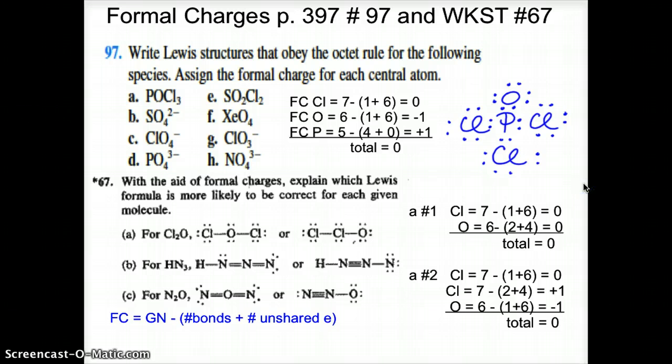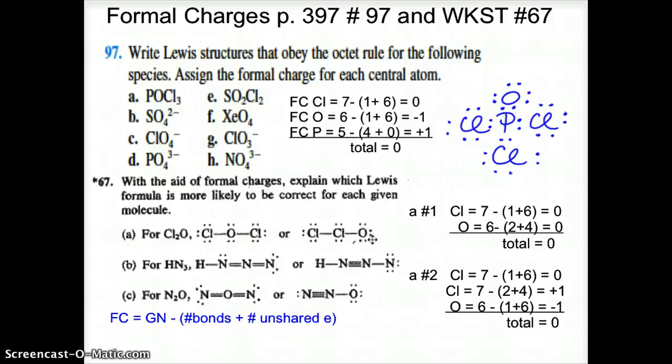It's a worksheet. Here's the other situation that you use formal charges for: when something can be drawn more than one way. For instance, Cl2O could be drawn as this first structure A or as this second structure B. Okay, so I guess we'll call it A number 1 and A number 2. So in those two structures, we need to make a decision. Which one is the best structure?